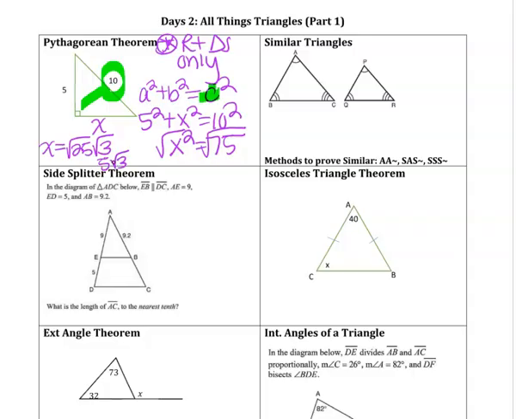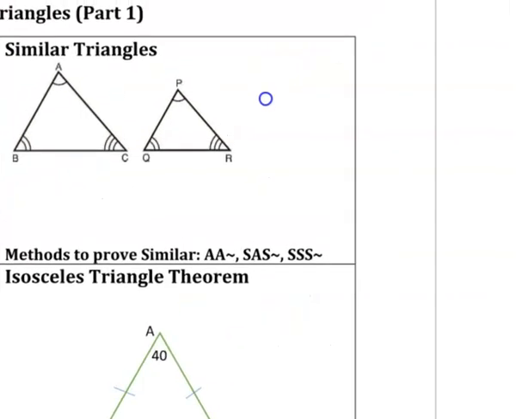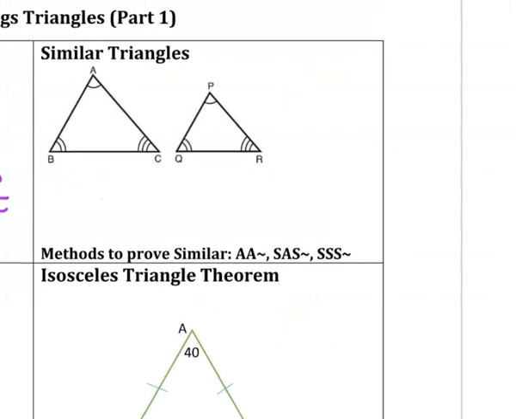Similar triangles. Let me actually zoom in here. Okay, so triangles are considered similar if all the corresponding angles are congruent and all the corresponding sides are proportional. So I have triangle ABC similar to triangle PQR. And it does matter the order in which you state those angles, as in A is congruent to P, B's congruent to Q, and C's congruent to R. For corresponding sides, again, it goes in the order given.